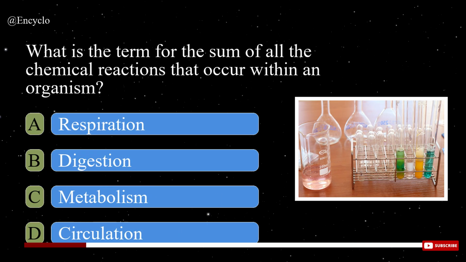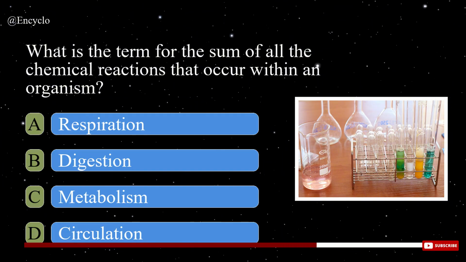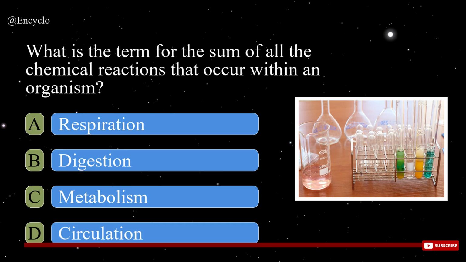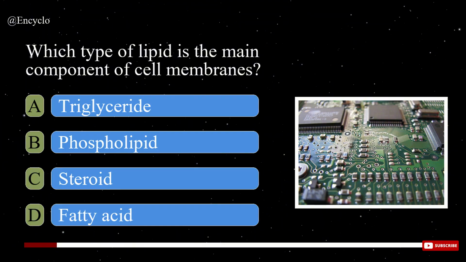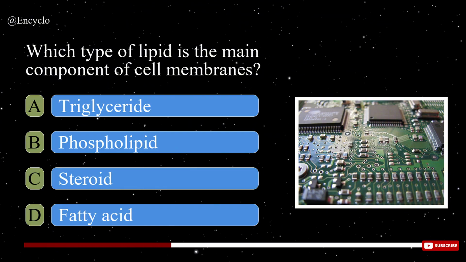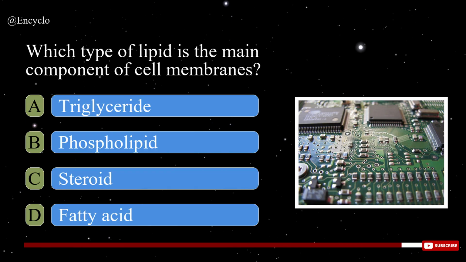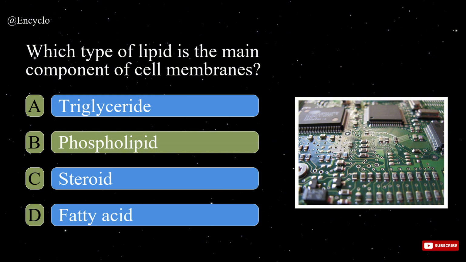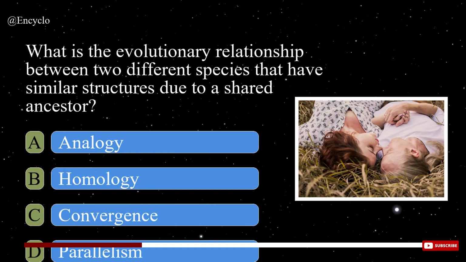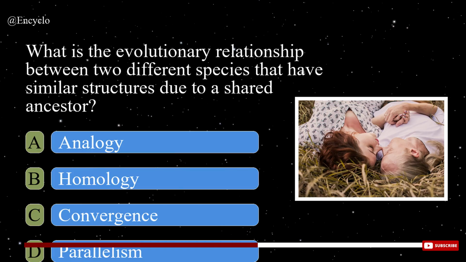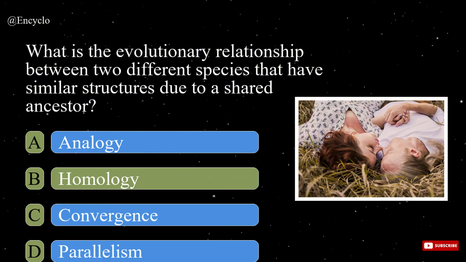What is the term for the sum of all the chemical reactions that occur within an organism? The answer is metabolism. Which type of lipid is the main component of cell membranes? The answer is phospholipid. What is the evolutionary relationship between two different species that have similar structures due to a shared ancestor? The answer is homology.